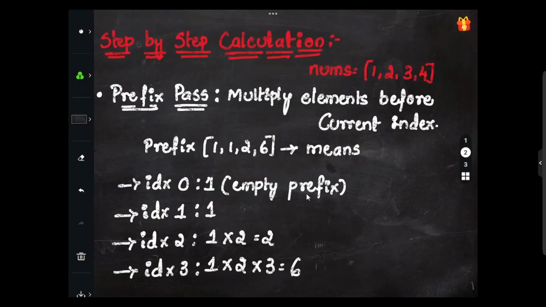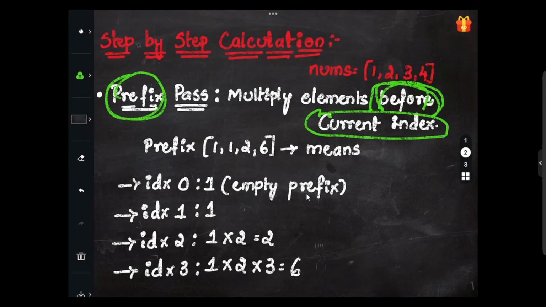So first let's see the prefix pass. We will multiply the elements before the current index. This word before is very important. This is what we will be doing for the prefix pass. As the name itself states, it is the prefix pass, so we will be multiplying the elements before the current index here. The prefix that we get here is 1126.